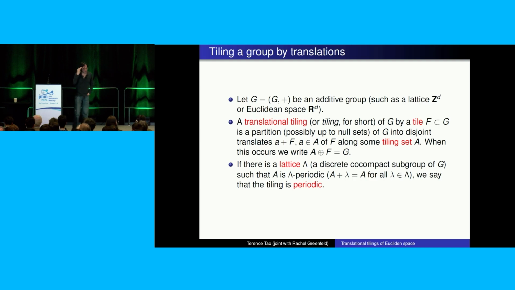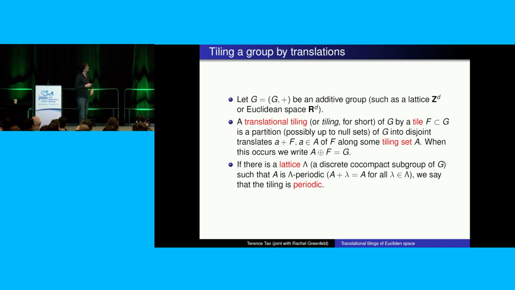So let me start with some basic notation. We're going to tile space, and by space, I mean an abelian group. It could either be Euclidean space, R2, R3, or maybe a discrete lattice like Z2 or Z3, or we can tile a finite group. And by a translational tiling, or tiling for short, what that means is that you take a subset F of your group, and you translate it by various translates, and if you can translate in such a way that you can partition your space into translates of your single tile, maybe up to measure zero sets if you're tiling Euclidean space, we call that a tiling.